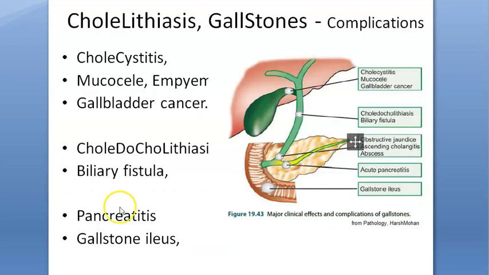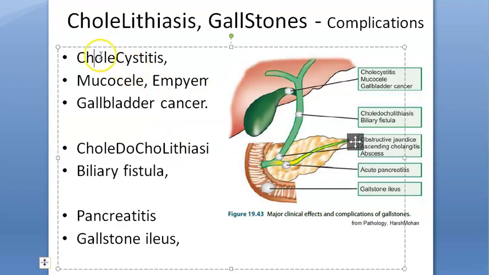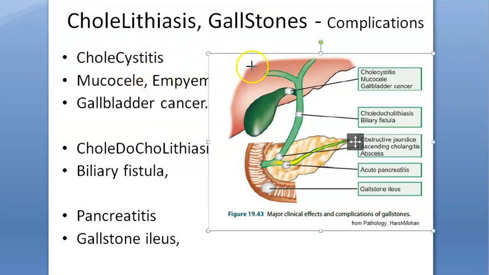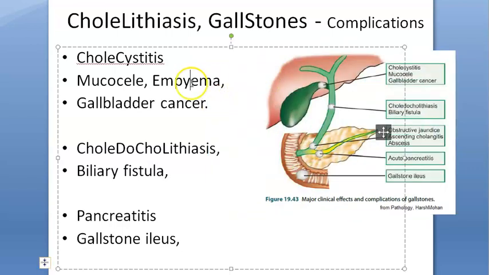We also looked at the complications of gallstones. That is, it can lead to cholecystitis, then mucosal empyema. I thought this word is used only for lungs. Gallbladder cancer. See, stone can lead to cancer. Choledocholithiasis means the stone in the duct. Can lead to some fistula.